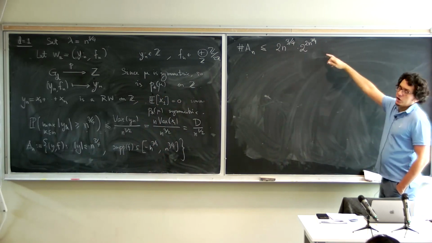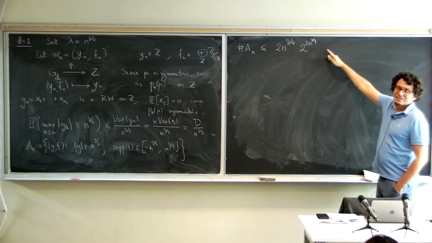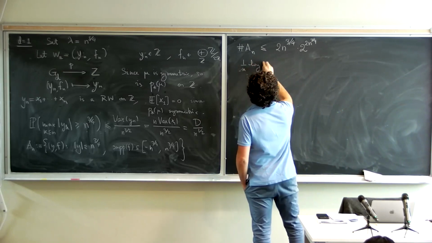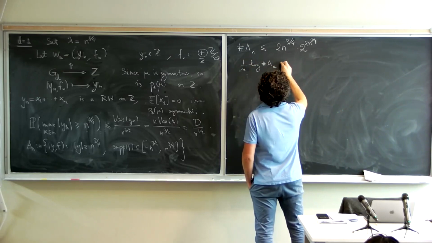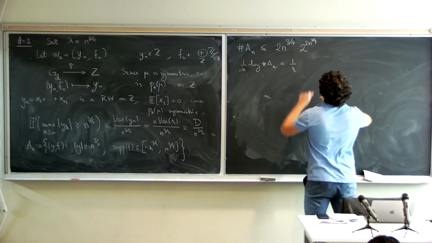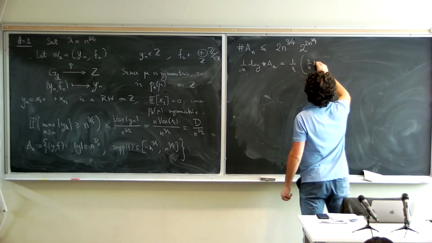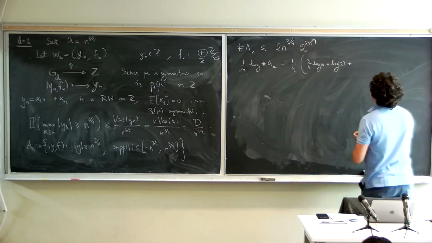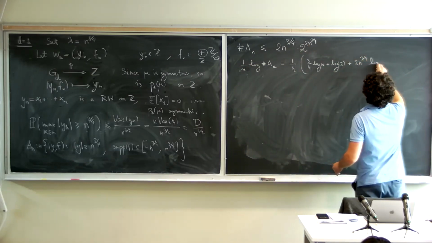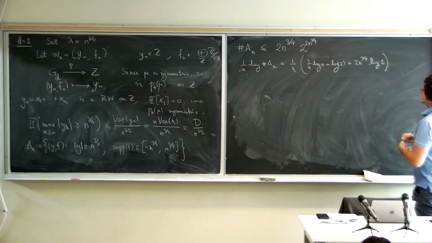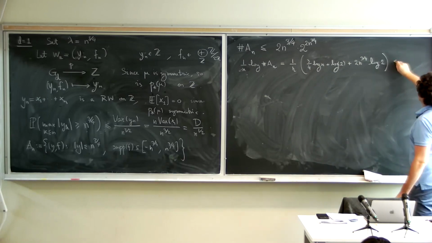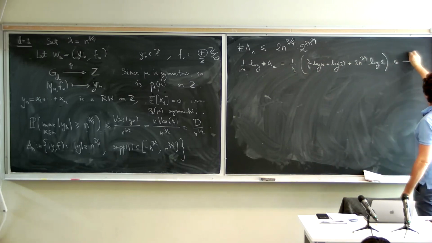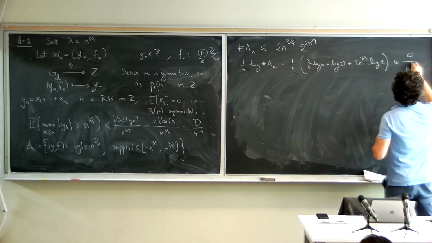So what is kind of neat of this is that this is still sub-exponential, because this n is to the 3/4. So if you do 1 over n log cardinality of A_n, well, this is 1 over n, right? So this is 3/4 log n, which is kind of small, plus log 2, okay, plus this guy, 2n to the 3/4 log 2. So what matters is that this is upper bounded by, so this is n and n to the 3/4. So basically it's n to the 1/4 in the denominator. So it's upper bounded by some constant to the n to the 1/4 minus epsilon.